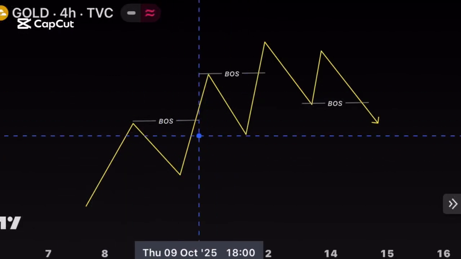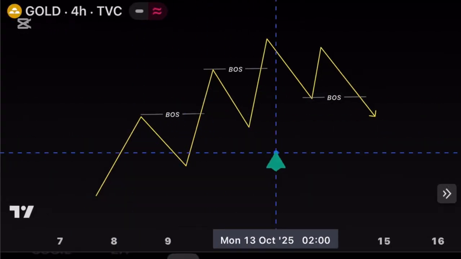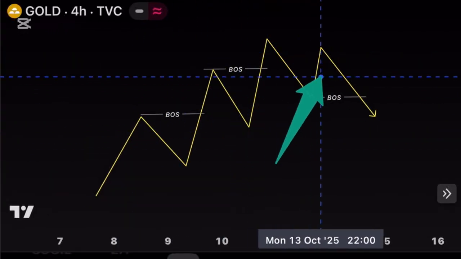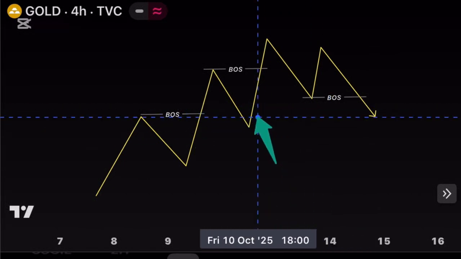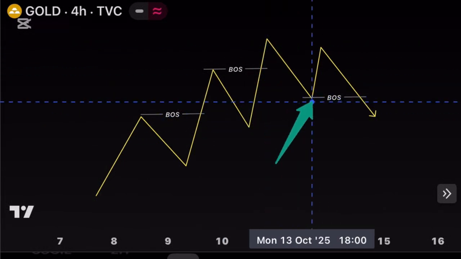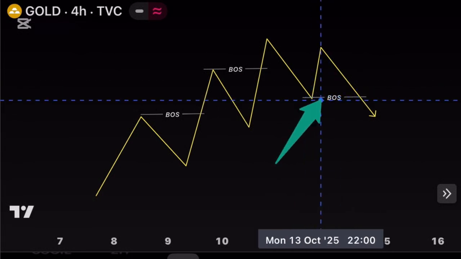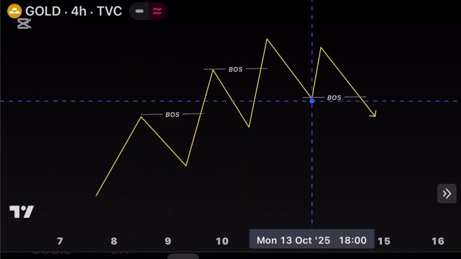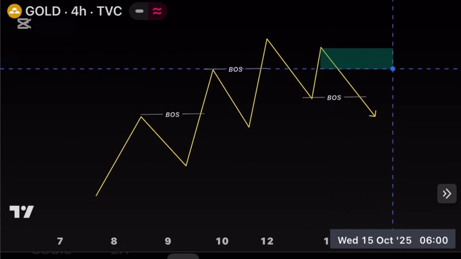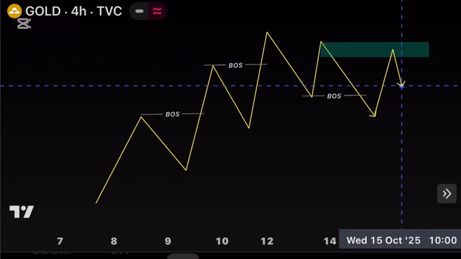When you look at this chart, what do you see? You see a bullish move that shifts to bearish, because we have a swing high here, a swing low here, another swing high here, and a swing low that got taken out. And what do you do when the market breaks a swing low like this? You start looking for a sell from a supply zone, right?